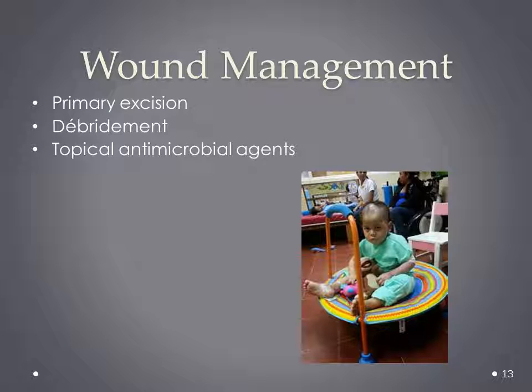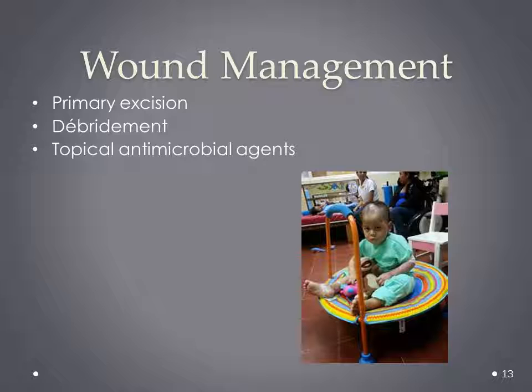This procedure is performed as soon as the patient is hemodynamically stable after initial resuscitation or stabilization. Partial thickness wounds require debridement of devitalized tissue to promote the healing process. This happens on a regular, ongoing basis. It's not a one-time event.